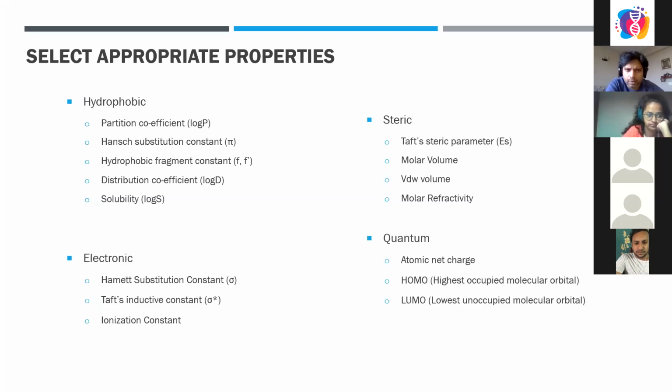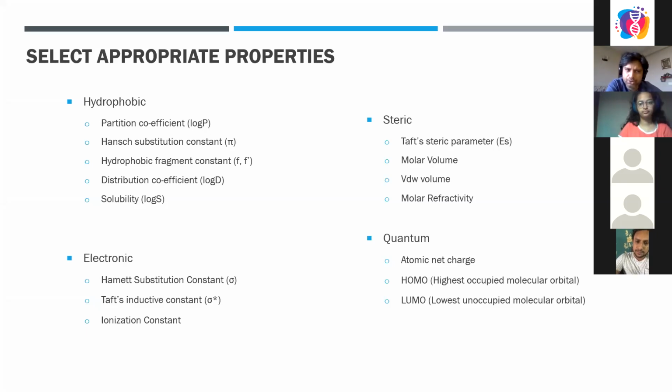Maybe when we do the hands-on, we will go to these properties and understand why these properties are important, what each property is actually saying, like the partition coefficient. The partition coefficient says how much of your compound is soluble in octanol and in water. The ratio of that is your log P.